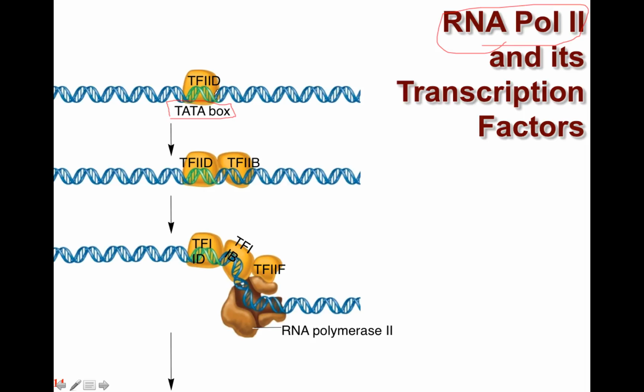And to this TATA box, one of the first factors that binds is TFIID. TFIID is actually a large complex of proteins. It has many subunits to it. One of the subunits is the actual TATA binding protein, the protein that actually contacts the DNA. An interesting thing about TATA binding protein is that it is one of the few proteins that binds to DNA in the minor groove.